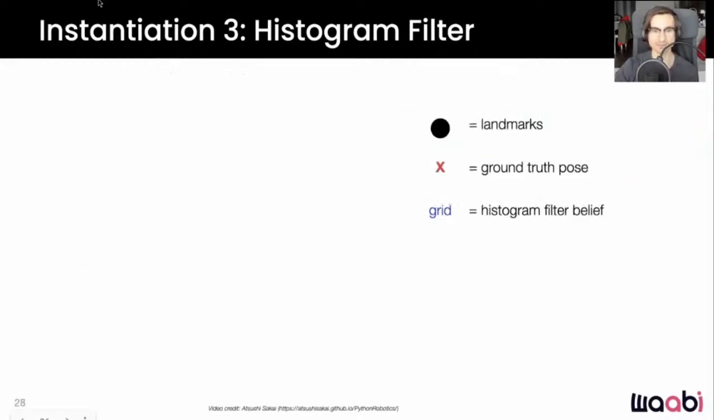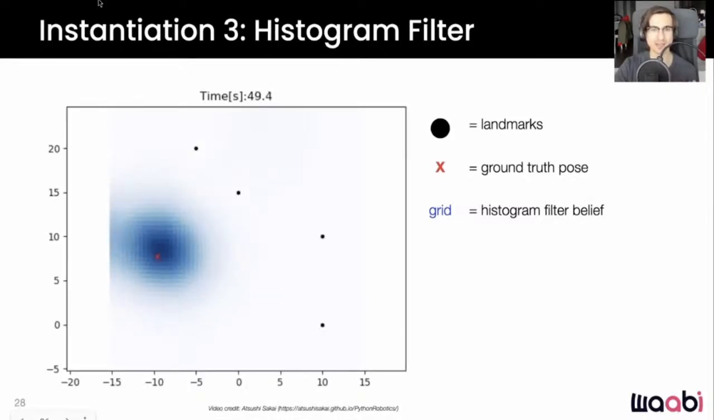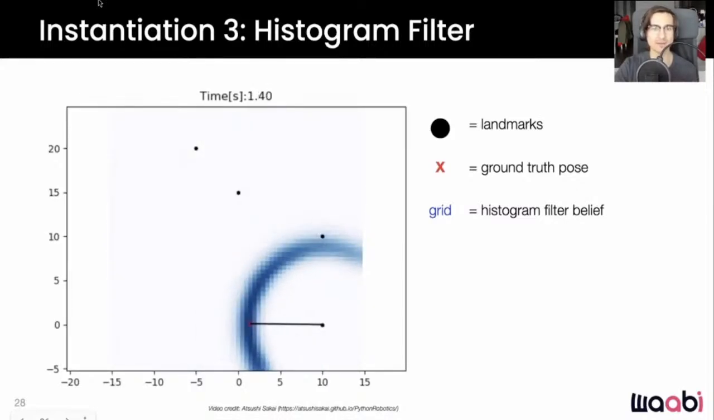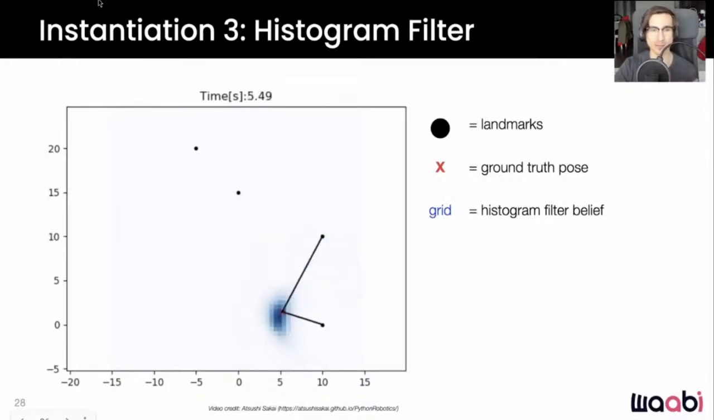So let's look at an example of a toy histogram filter in action. We will see a simulated robot that's attempting to localize using beacons in a 2D environment. The ground truth pose is depicted with a red cross, while the fixed beacons are shown in black. The robot can observe nearby beacons, which is indicated by the black lines. The histogram filter estimates the belief over the robot's pose at each grid location, and the probability is depicted in blue with darker shades corresponding to higher probability.